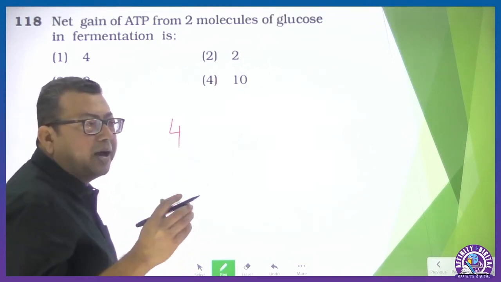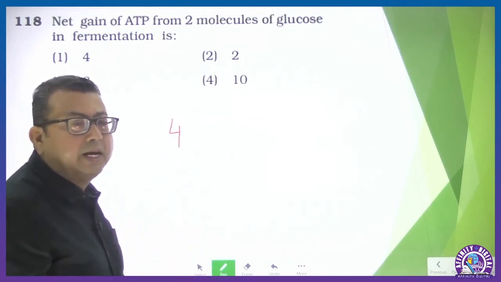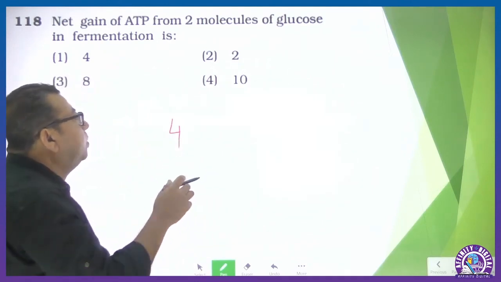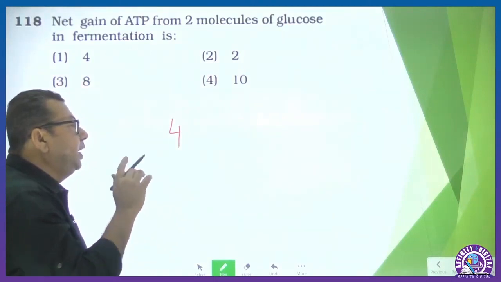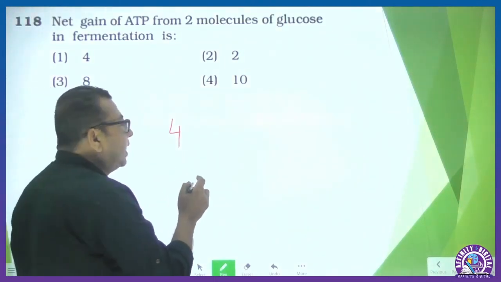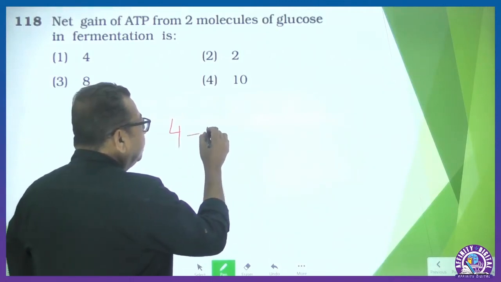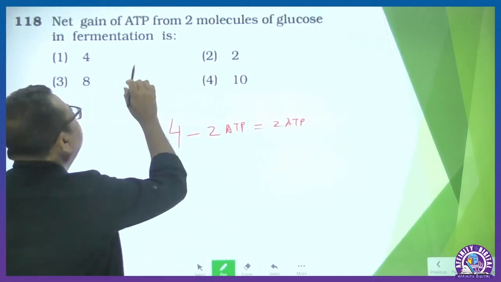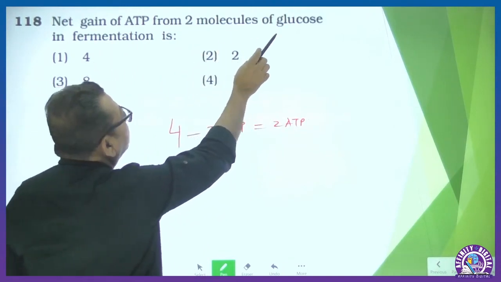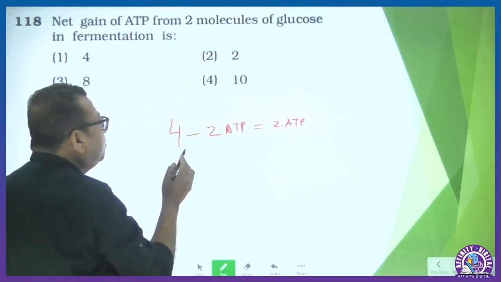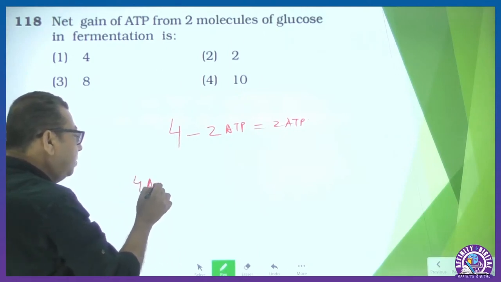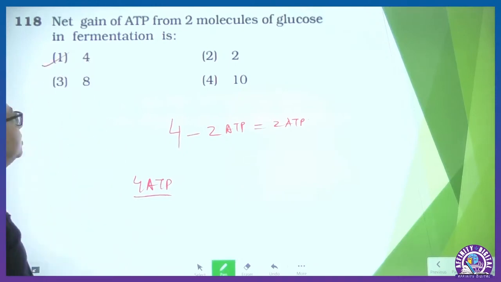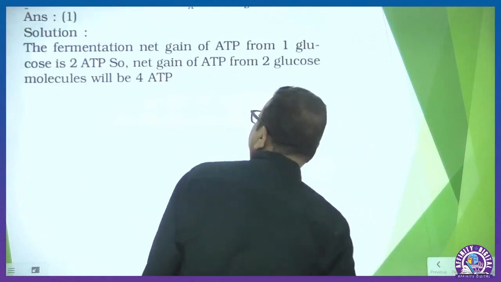Kyunki fermentation ka first part glycolysis bolta hai, aur fermentation mein net gain of ATP jo 2 ATP hota hai wo glycolysis mein hi hota hai. तो ग्लाइकोलाइसिस में एक ग्लूकोज से 4 एटीपी बनता है लेकिन 2 खर्चा होता है, इसलिए नेट गेन ऑफ एटीपी इज इक्वल टू 4 माइनस 2, इज इक्वल टू 2 एटीपी। लेकिन इस क्वेश्चन में 2 मॉलिक्यूल्स ऑफ ग्लूकोज से कितना होगा? 4 एटीपी होगा। Net gain of ATP from 2 molecules of glucose in fermentation will be 4 ATP. So, answer for this particular question will be option number 1.